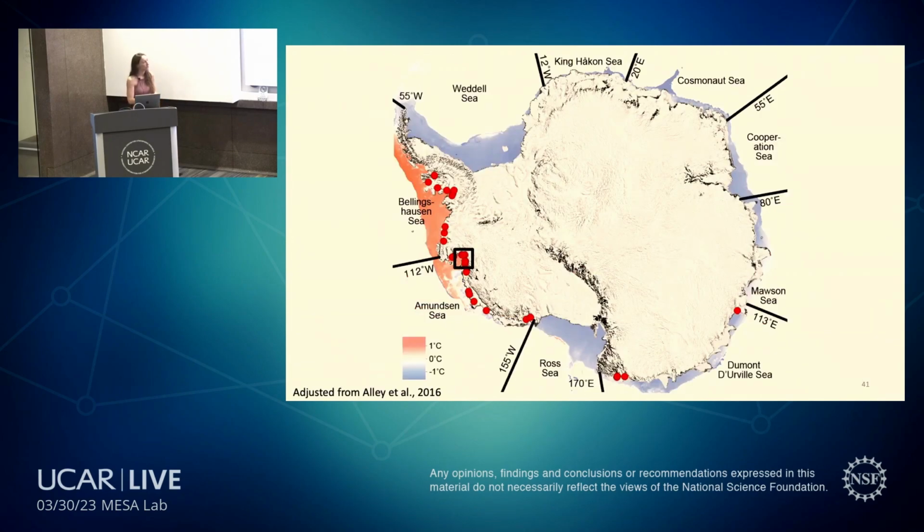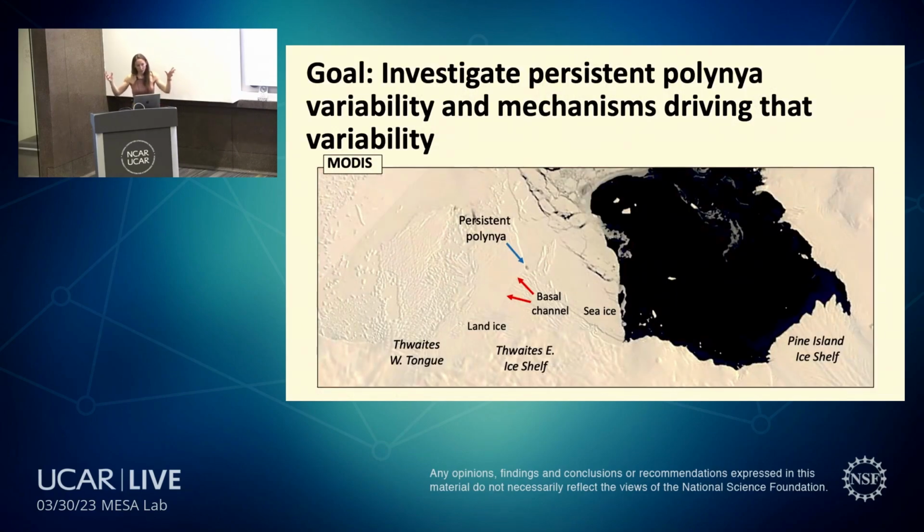And we're trying to do this at a lot of different polynyas, or all of the polynyas around Antarctica. They're shown here with the red dots. But we're starting off with a case study in the Amundsen Sea, which I've blocked off here. And we'll kind of zoom in to see what these actually look like from satellite. So this is an image from MODIS looking down at the Amundsen Sea. We have Pine Island Ice Shelf here, and we have Thwaites Glacier. So this is all land ice around the bottom edge here.